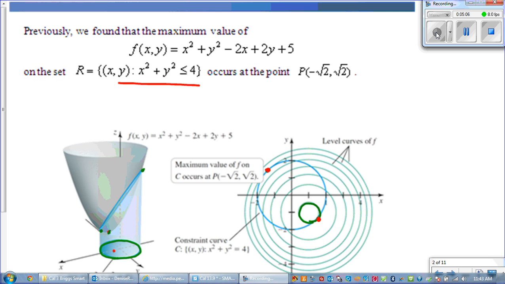Because every point on that constraint does have a corresponding point on the curve and has a certain z-value that goes with each of those level curve values. So this is where the maximum occurred, and this is the minimum. So that was the smallest level curve and the largest.